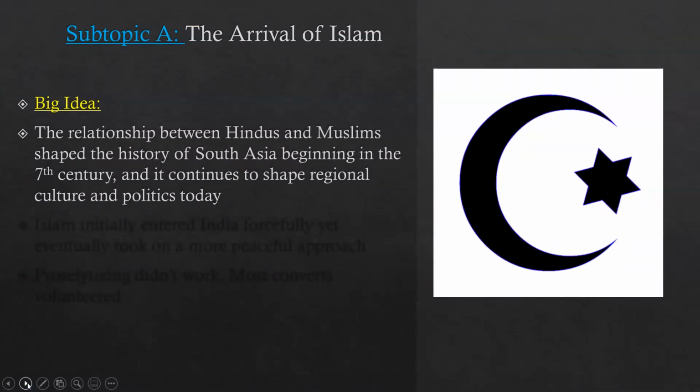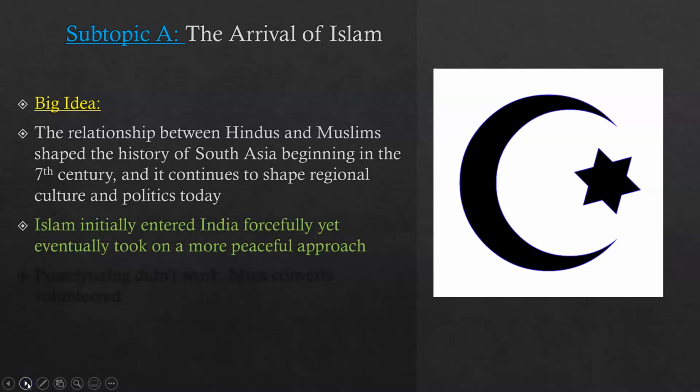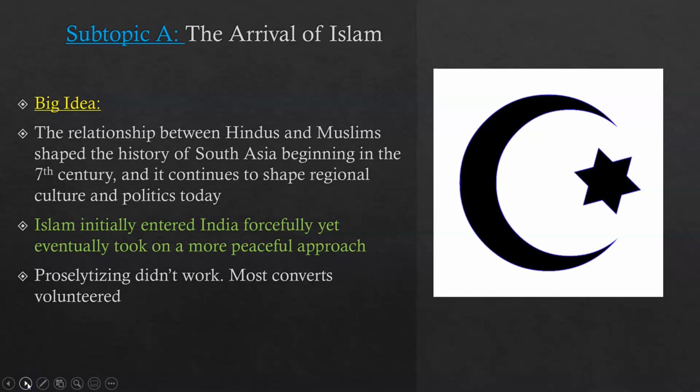Okay, the arrival of Islam, the relationship between Hindus and Muslims, shaped the history of South Asia beginning in the 7th century, and it continues to shape regional culture and politics today. Islam initially entered India forcefully, yet eventually took on a more peaceful approach. The old cliche, you get more bees with honey, right? So when people voluntarily came over, they found that it was an easier process and they got more converts.